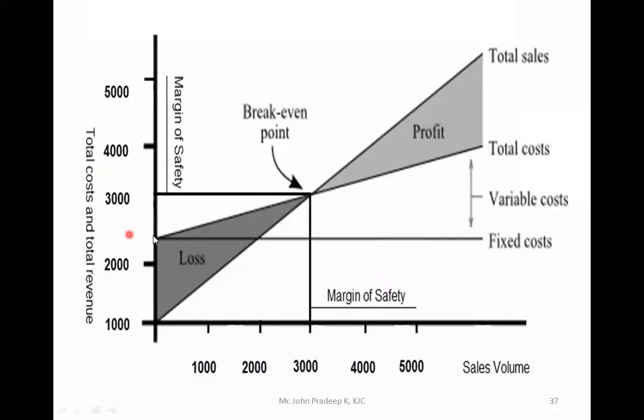So after fixed cost, whatever you add to it, you will get the total cost. This is your total cost line, and it is above the fixed cost line. So where your total sales and total cost lines meet, that particular point is called the break-even point. Can you see here? This is your break-even point. Got it? Yes or no?